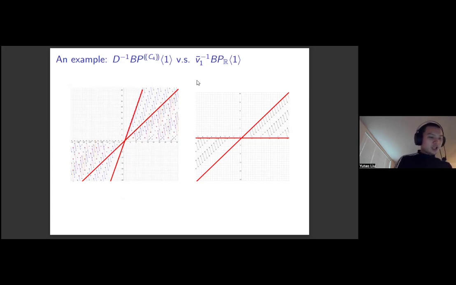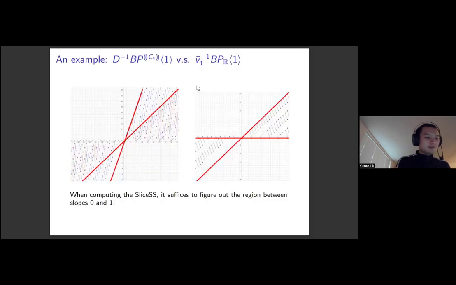So if you want to compute the slice spectral sequence when the group is large, you can apply induction. In this example, if you want to compute the C4 slice spectral sequence, since the C2 story already tells you what happens above slope 1, you only need to figure out the region between slope 0 and slope 1, which are these two regions.